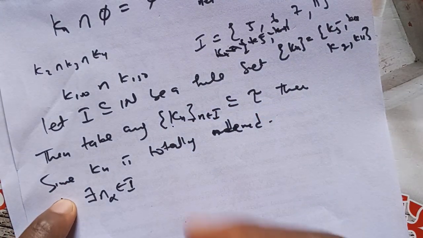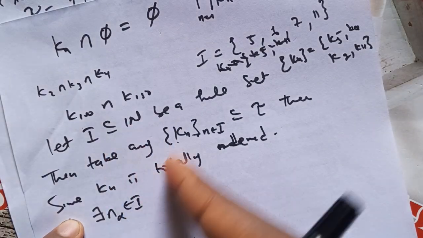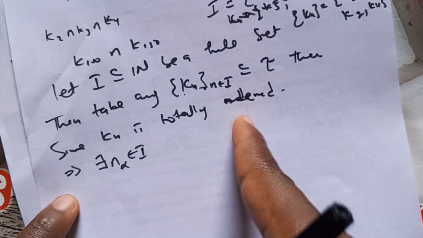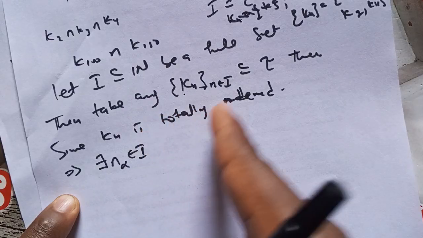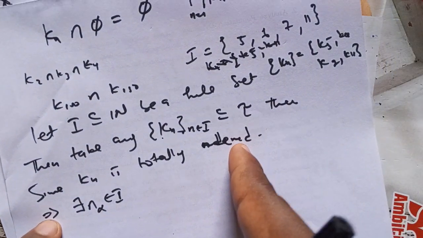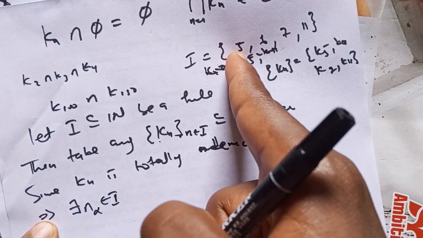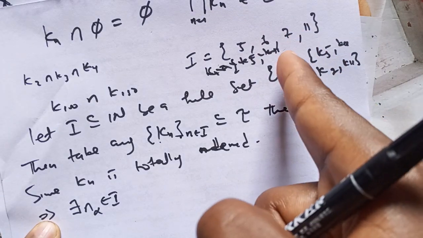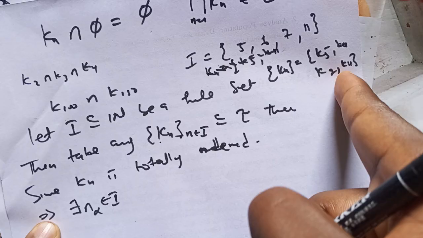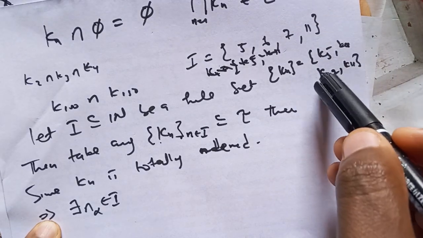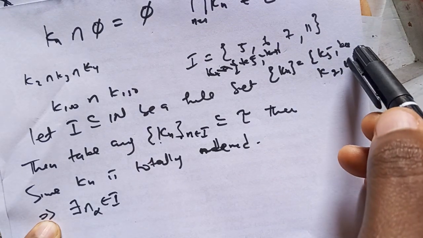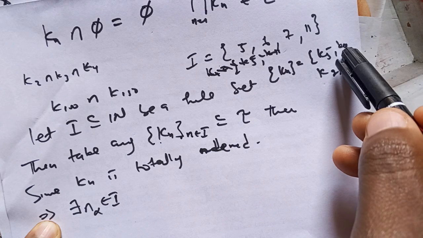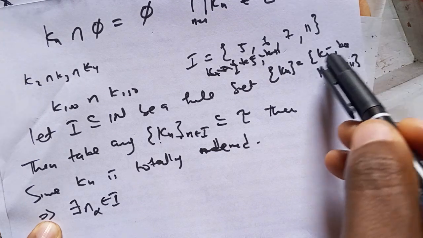Okay, this is just an example to explain what I'm doing here. Now, since Kn is totally ordered, that means, since you have K5, K6, K7, K11, we know that K11 is a subset of K7, K7 is a subset of K6, and K6 is a subset of K5.